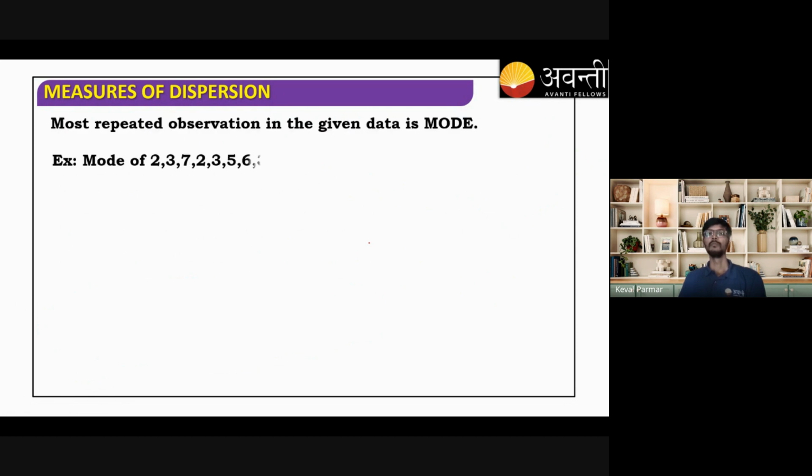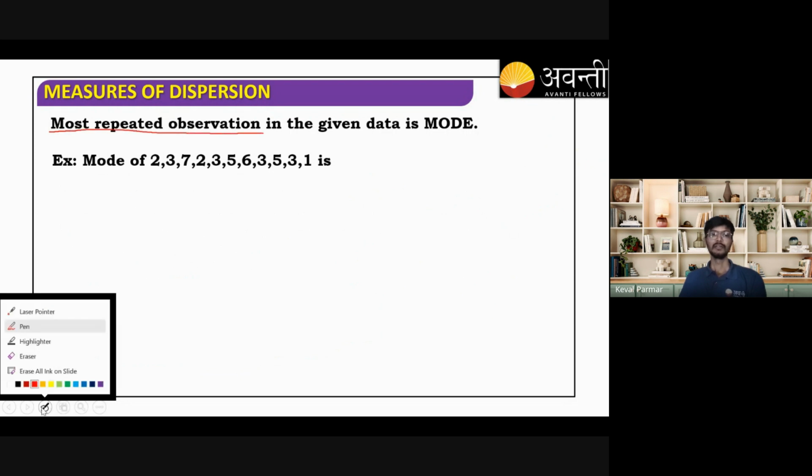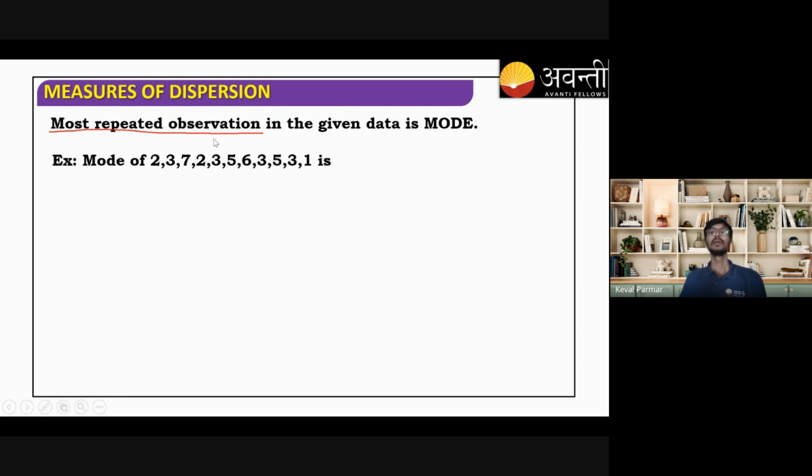Third one. The most repeated observation in the given data is the mode. Most repeated observation, that means the number which is repeated the most times is called the mode. I hope you can see the cursor. So which number is repeated the most times? 2 is repeated twice, 3 is repeated 4 times. I think 3 is the answer, right? Because 3 is repeated 4 times: first, second, third, and fourth.